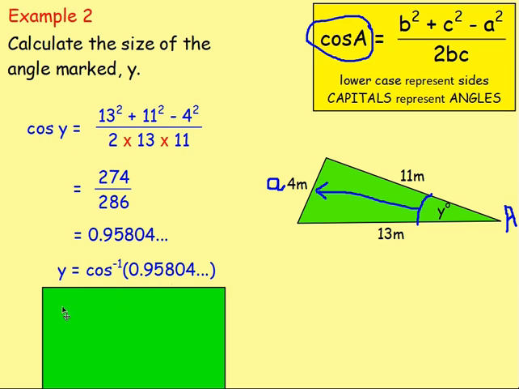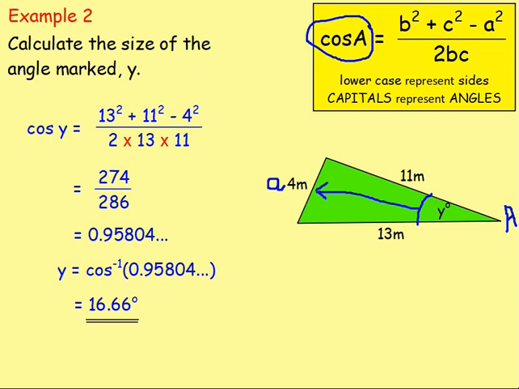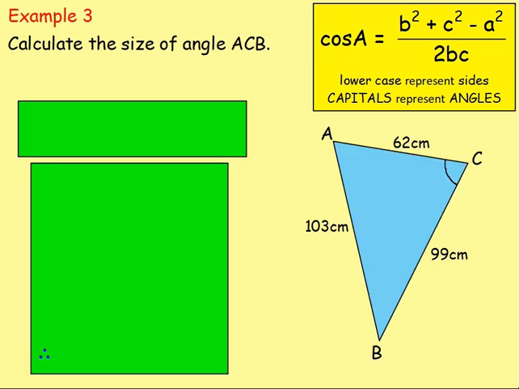And if you type that into the calculator, Joe, dare I ask, you get 16.66 degrees. Well done, Joe! Which means angle Y is 16.66 degrees. And again, just a little check. Work out the size of angle Y. We're finishing off with Y equals 16.66 degrees. Let's go for another one.